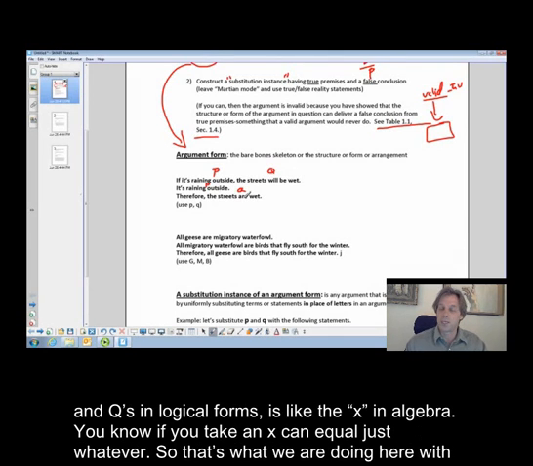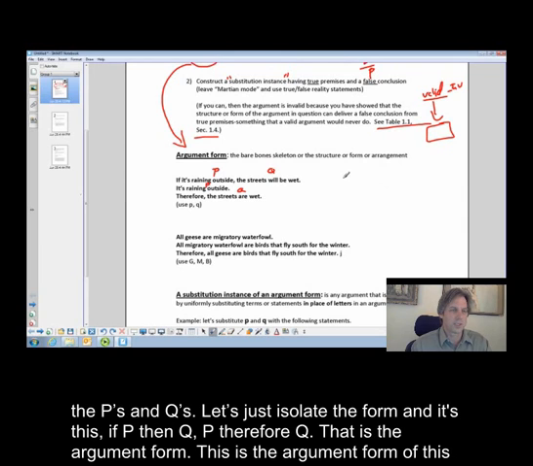P's and Q's in logical forms are like the X in algebra. If you've taken algebra, X can equal just whatever. So that's what we're doing here with the P's and Q's. Let's just isolate the form, and it's this: if P, then Q, P, therefore Q. That is the argument form of this argument.